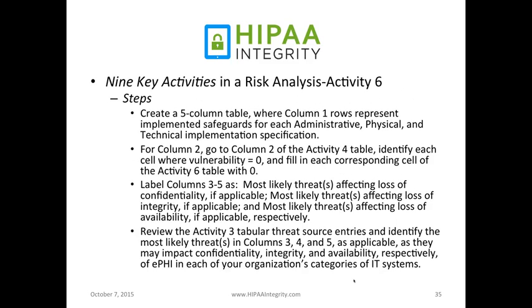So here you're going to create a 5-column table for each implementation specification. And you're going to identify in column 2 where you had a 0 previously, and fill in each corresponding cell of activity 6 with a 0. And then you're going to label columns 3 through 5 as affecting loss of confidentiality, loss of integrity, and loss of availability, if applicable.